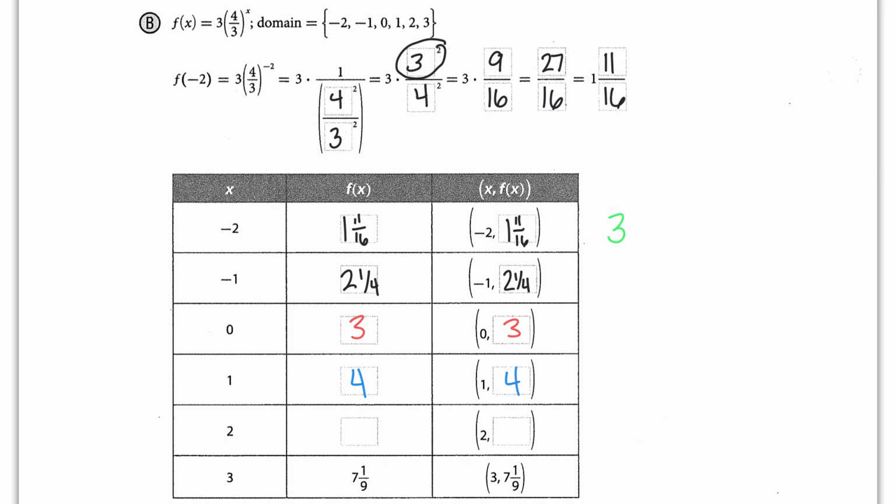For 2, 3 times 4/3 to the second power, that would be 16 over 9 times 3, which would be 48 over 9. 9 can fit in there 5 times. 9 times 5 is 45, leaving us with 3/9 left over, or you can reduce that to be 1/3.